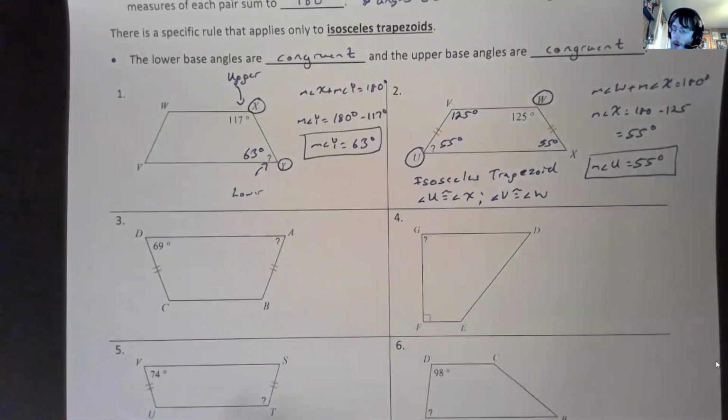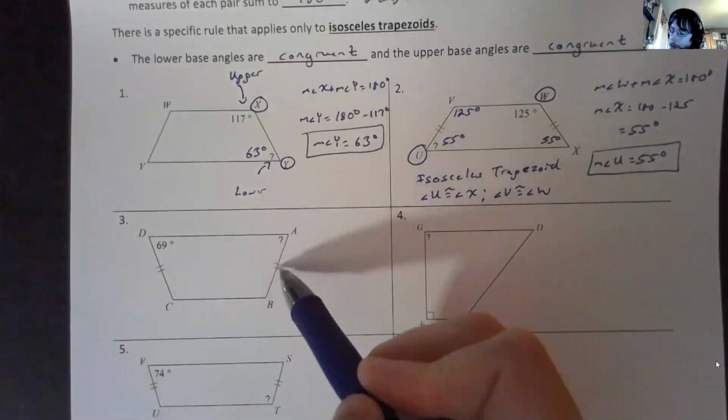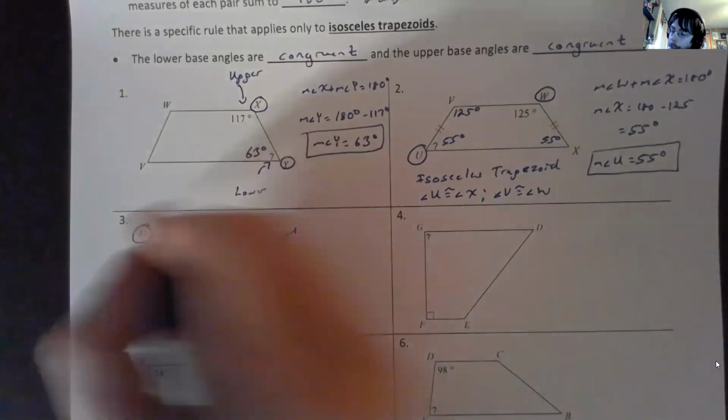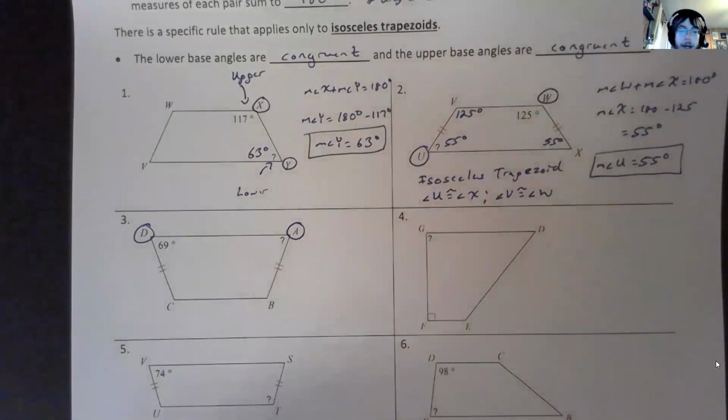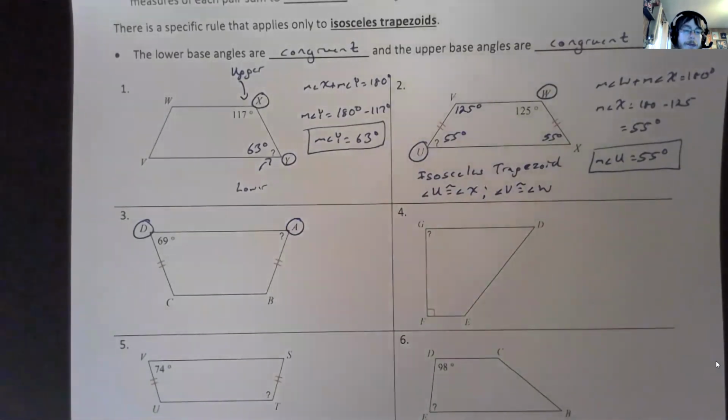All right, number three. Are we dealing with a regular trapezoid or an isosceles trapezoid? Well, we have an isosceles trapezoid because the two legs are marked as congruent, and we have angle D and angle A. Since we know it's an isosceles trapezoid, if both of those are the same type of angles, like the base angles, then they have to be congruent.